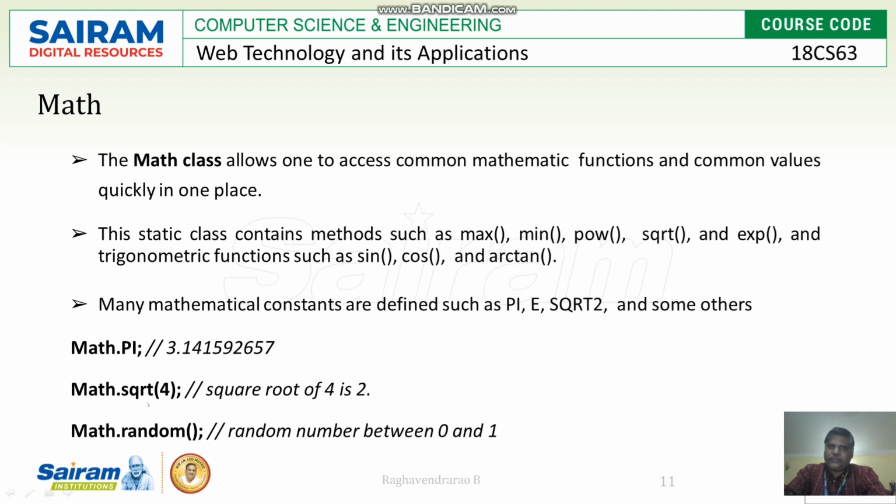Math.sqrt, the square root of 4, is 2, so 2 is going to be displayed. Math.random gives numbers from 0 to 1. There are so many functions in the Math class that you can use, whenever the application requires, according to that you can use them.